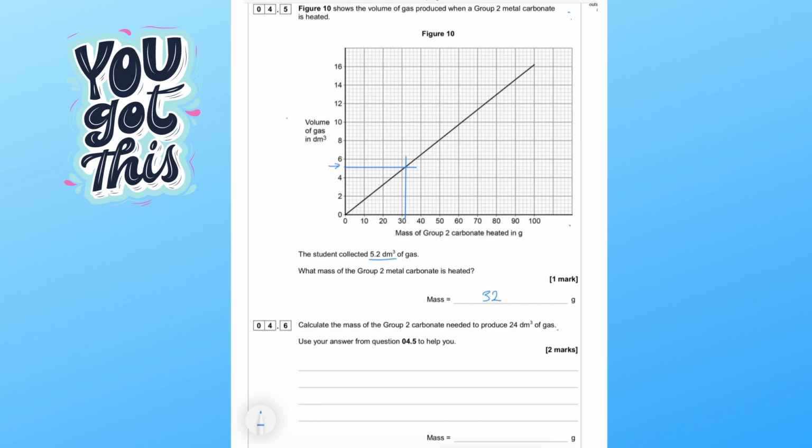Now we've got to calculate the mass of group 2 metal carbonate needed to produce 24 decimetres cubed of gas. We do not have 24 decimetres cubed on our graph here, so we have to extrapolate. So 32 grams gives us 5.2 decimetres cubed. If we do 32 divided by 5.2, that tells us how much 1 decimetre cubed will give us. And then if we times it by 24, that tells us that we need 148.8 grams to produce 24 decimetres cubed.